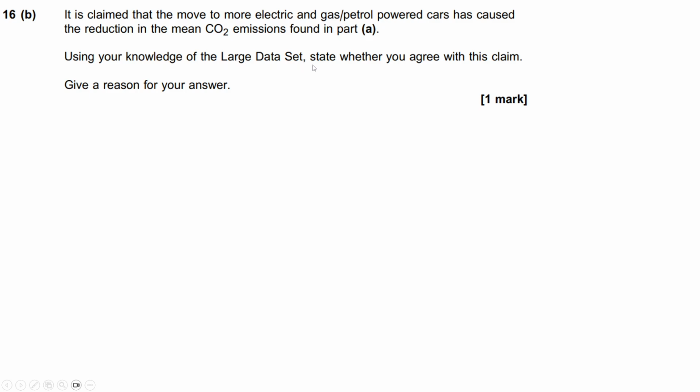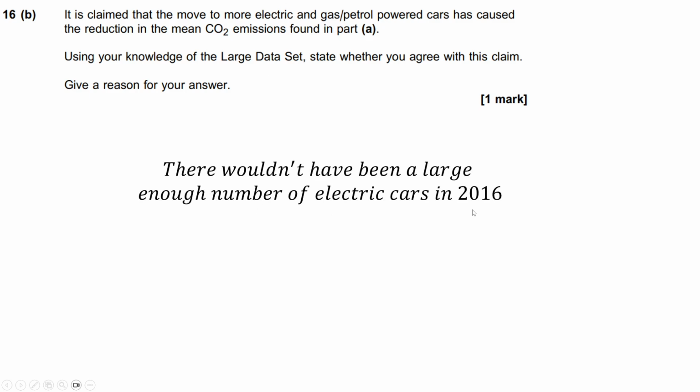Using knowledge of the large data set, state whether you agree with this claim. She claims that the move to more electric or gas petrol-powered cars has caused a reduction in the mean CO2 emissions found in Part A. If you know your large data set well, if you've revised it, you'd realise that there are actually not many electric cars within it. So the number of electric cars wouldn't have been significant enough in 2016 to be able to cause such a significant change.